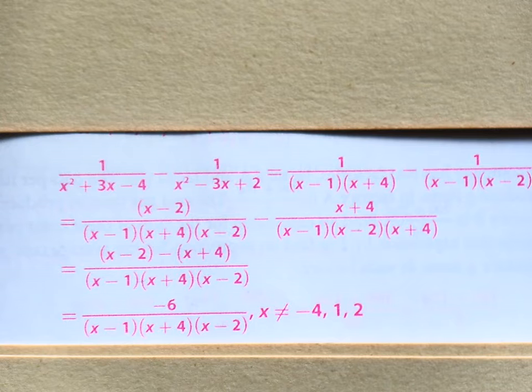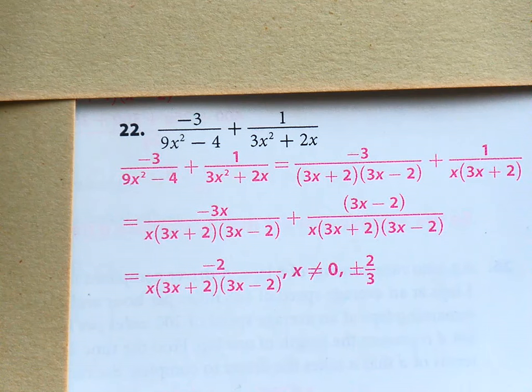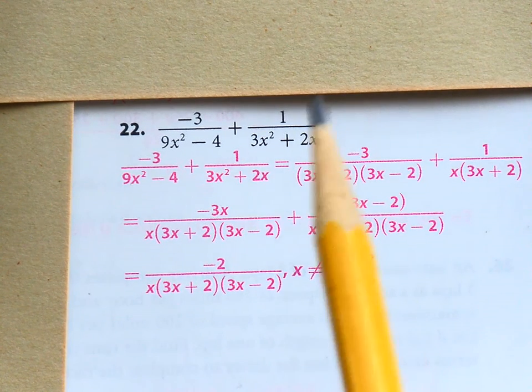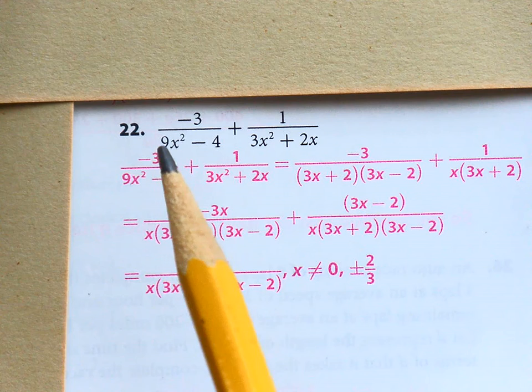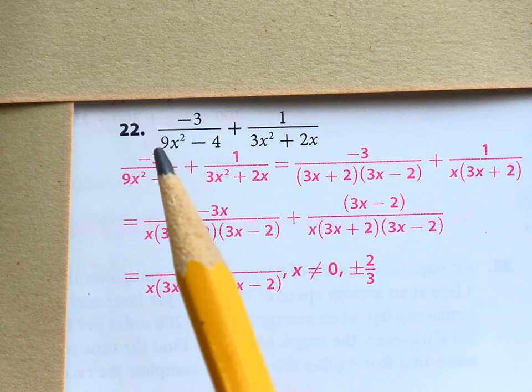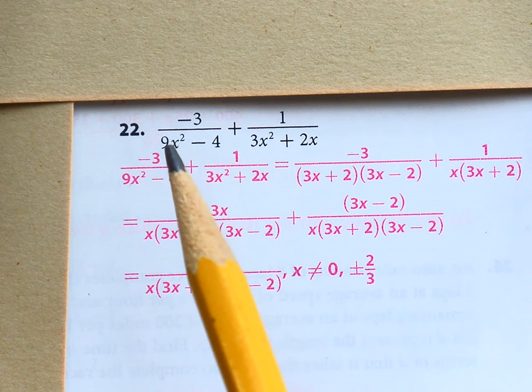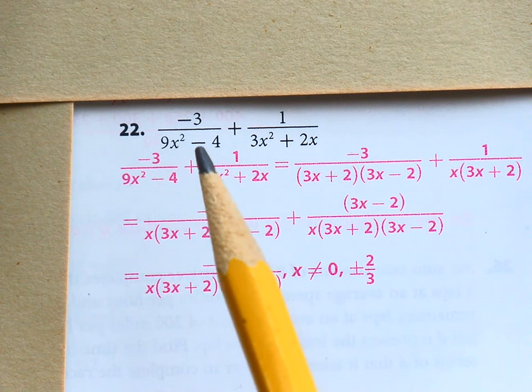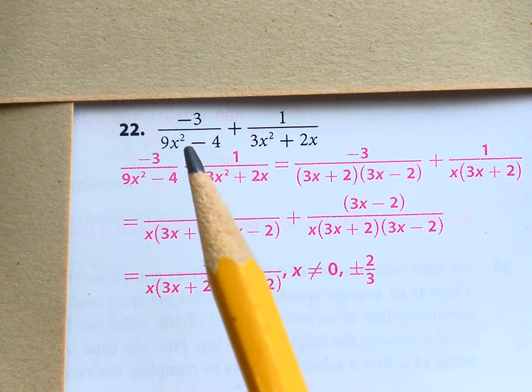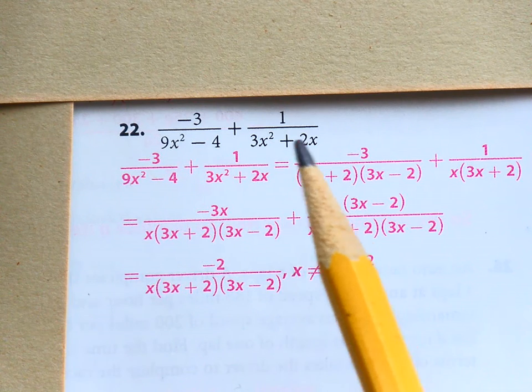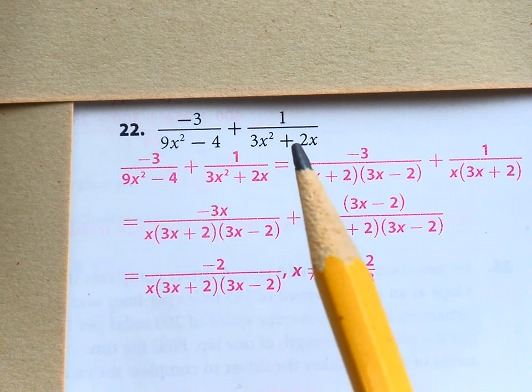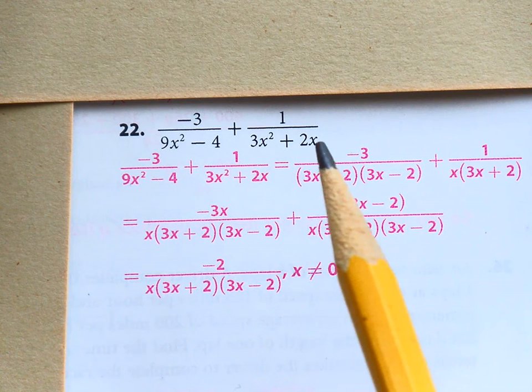Okay, let's look at 22. I'm going to look at that one and go, alright, well down here I have actually a difference of 2 squares because 9 is a perfect square, x squared is a perfect square, and 4 is a perfect square, and we have a difference, or basically a negative here. Over here I can say, well, could I factor out some other quantities here?